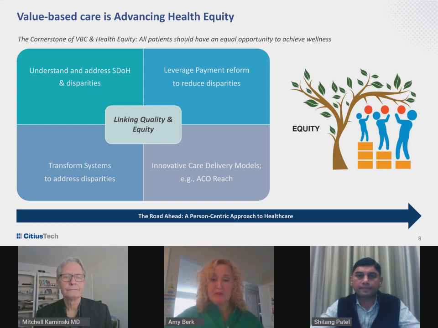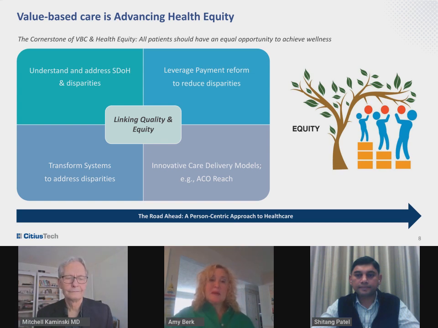We have to reduce the disparities, not only from a moral perspective, right, because everybody in this country is entitled to equitable healthcare, but also from the notion that value-based care is about reducing total cost of care, right? So first and foremost, we have to understand and address social determinants of health and disparities. So what can the data tell us, right? Data is power. Data informs us of how we reach out to our patients and our members, how we intervene with our patient and member populations, and then how we evaluate and make performance improvement opportunities.